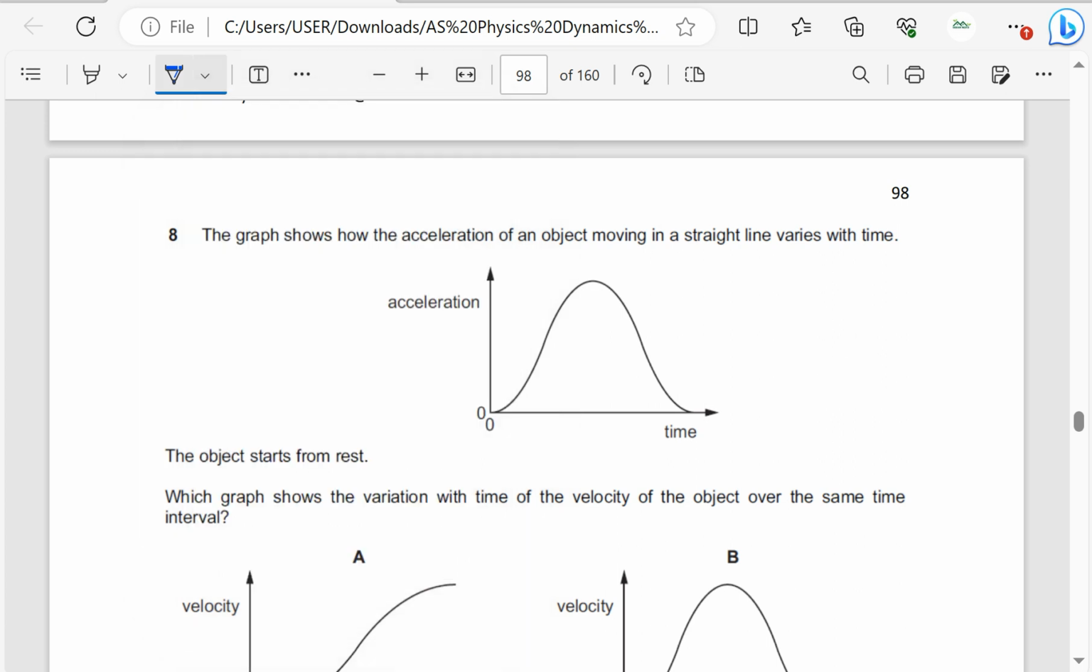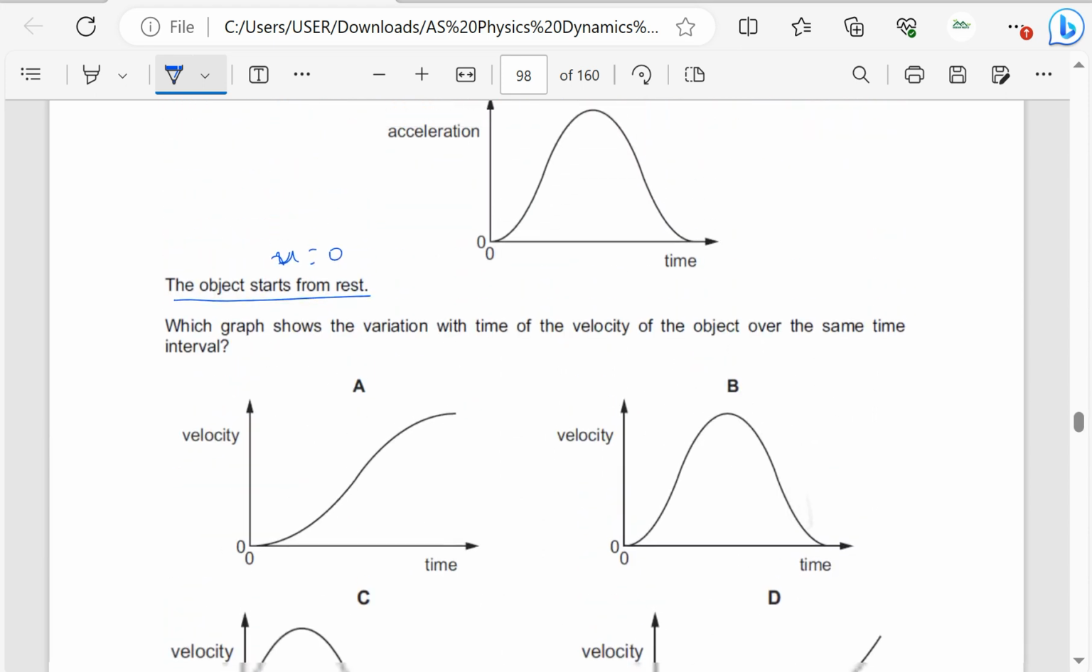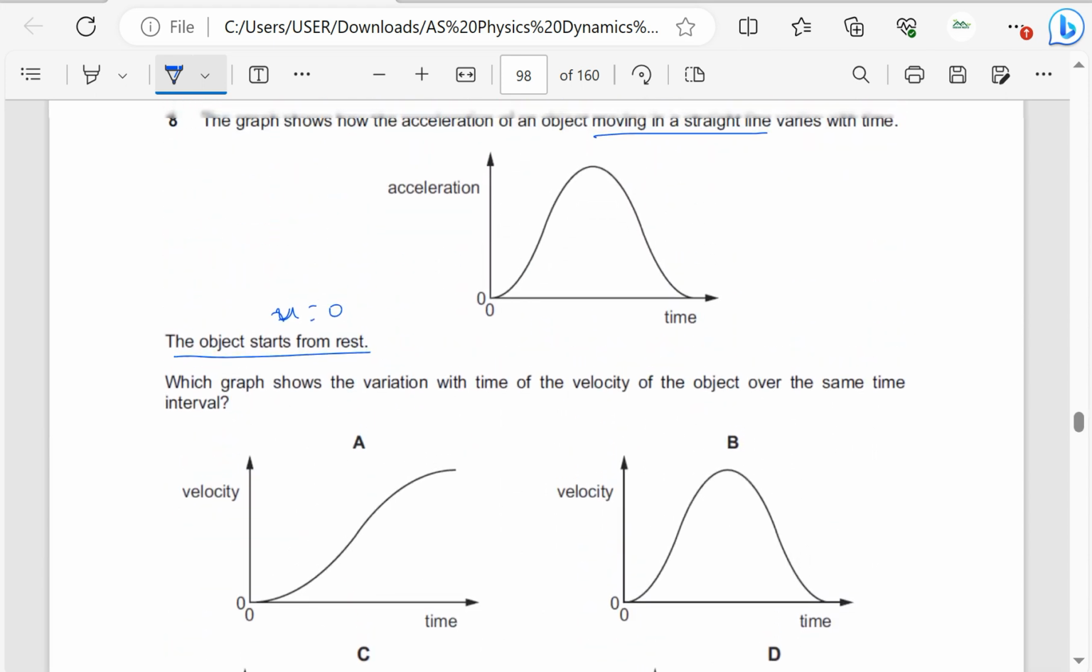The graph shows how the acceleration of an object moving in a straight line varies with time. The object starts from rest, that means initial velocity is zero. So let's check, all graphs start from zero. Which graph shows the variation with time of the velocity of the object over the same time interval? So we want velocity over time of the object over the same time interval. Remember, acceleration is equal to the gradient of a velocity-time graph.